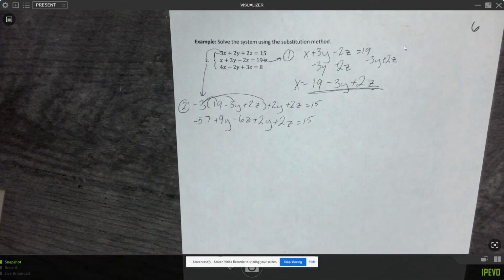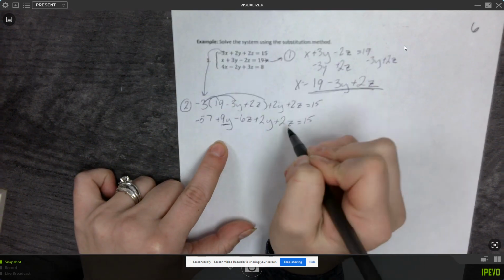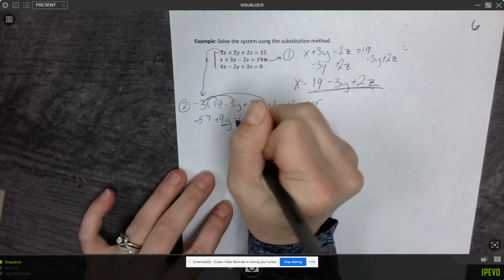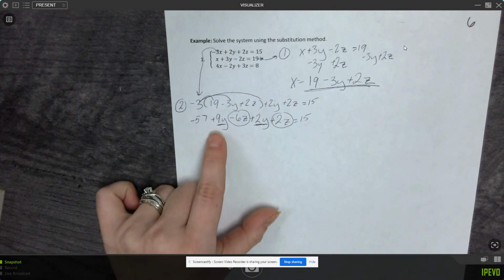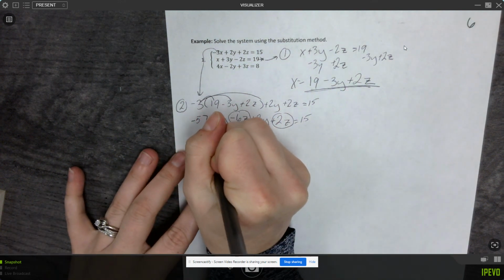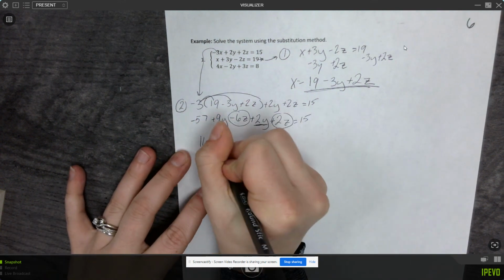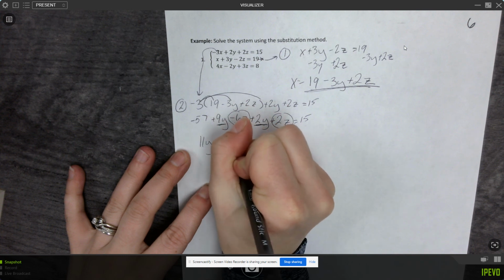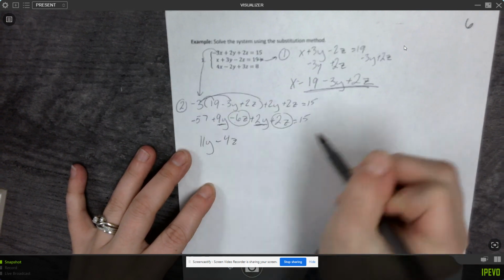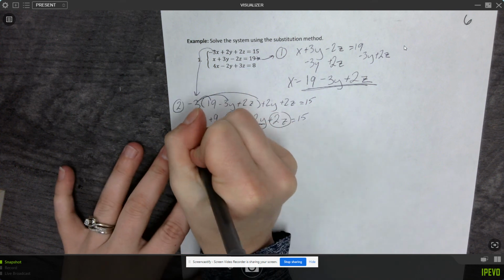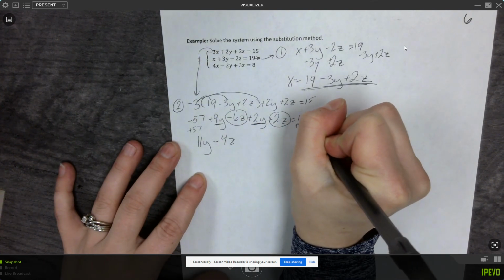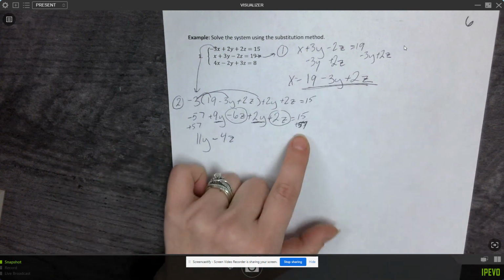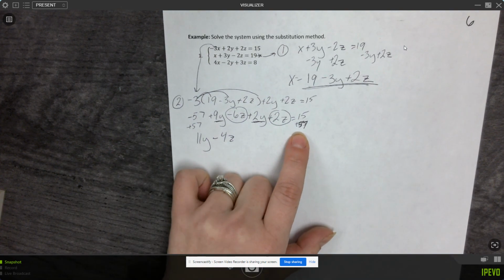To make your life easier, you're going to want to simplify and combine like terms. So you've got a 9y and 2y, and you've got this negative 6z and this plus 2z. So 9 and 2 is going to give you 11y. Negative 6 plus 2 is going to give you minus 4z. And you do have your constants, but since they're on opposite sides, you're going to need to add 57. Oops, 57, not 75. That's a 57.